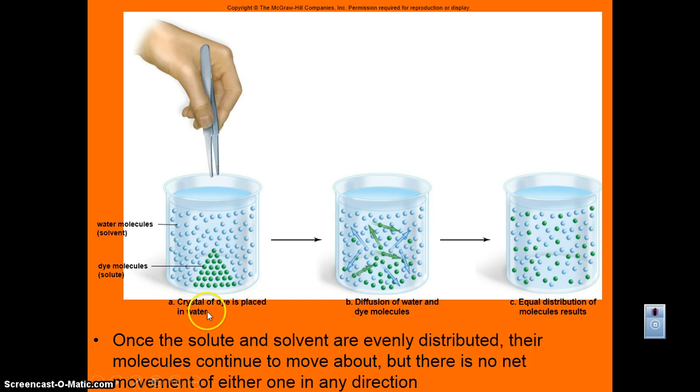You've done an experiment like this before, part of a lab where you put food coloring into water last year in Chem 1, and you watched it diffuse. In this case, the water molecules are the solvent and the dye molecules are the solute. They're going to go from an area of greater concentration to an area of lesser concentration until we reach equilibrium, and they're evenly distributed throughout.